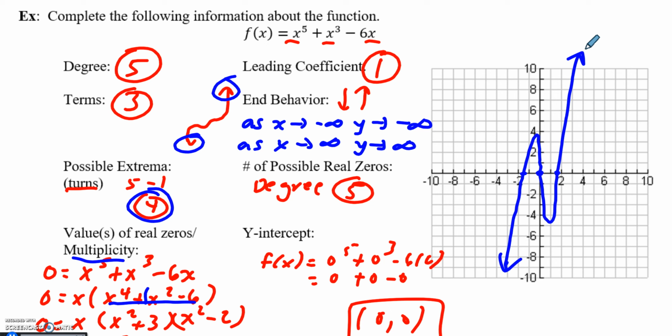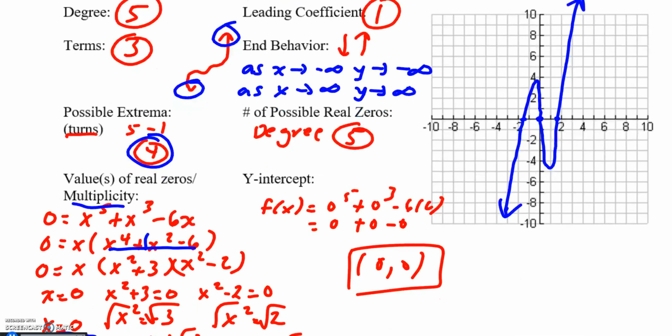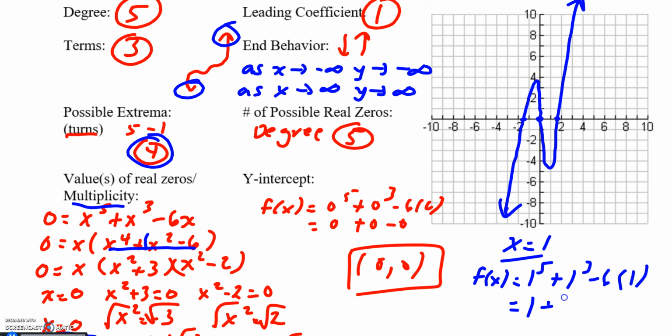Again, this is just a sketch, and that's what my goal is for you. But if we want to be more accurate, let's go ahead and plug in x equals 1 again into the function. So f of x equals 1 to the 5th plus 1 to the 3rd minus 6 times 1. That will be 1 plus 1 minus 6, or negative 4.